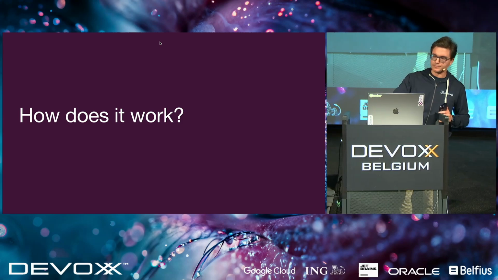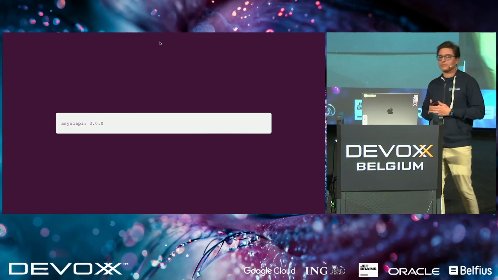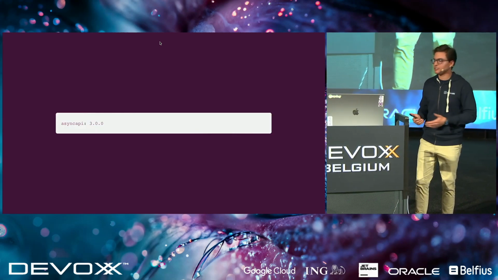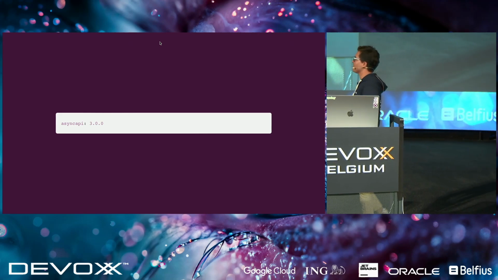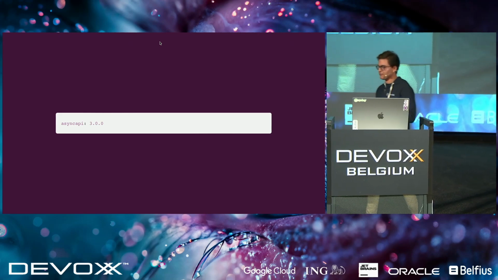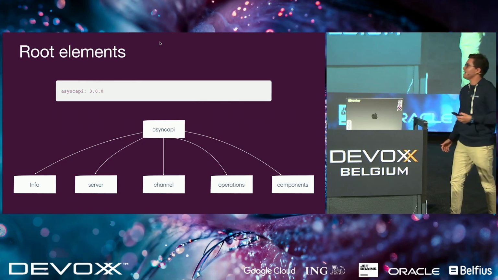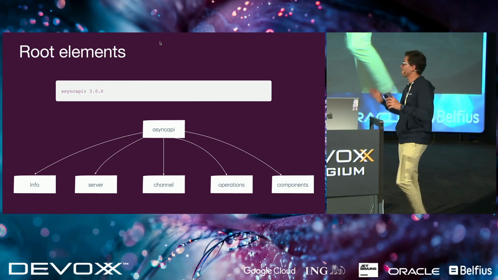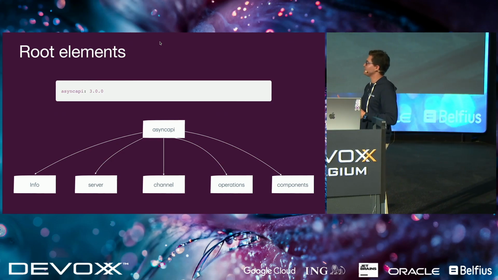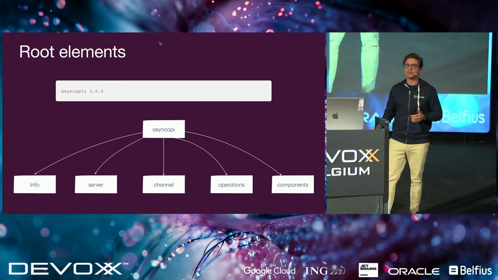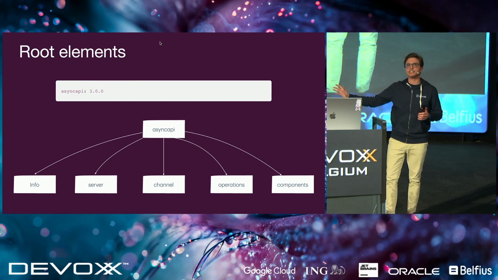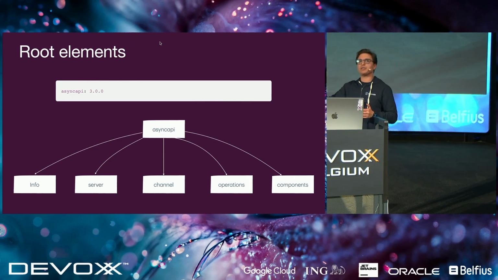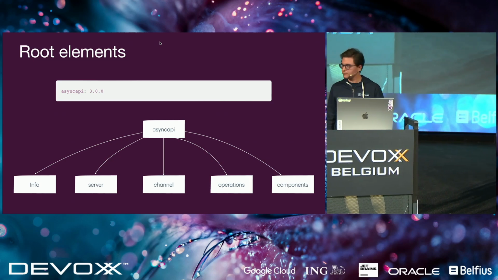How does it work? It's a spec file, just like OpenAPI. You start by defining the AsyncAPI version that you're using, and then it separates into 5 root elements: the information, the servers, the channels, the operations, and components. All of this is application-centric, so we're talking about a single application of your company here.